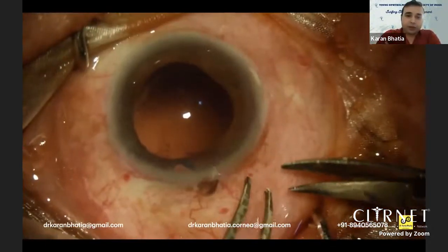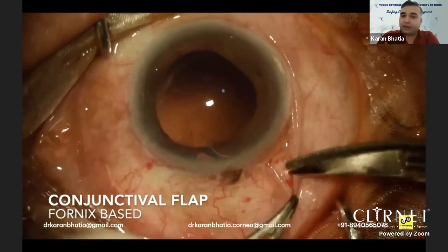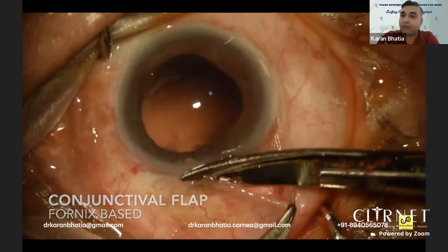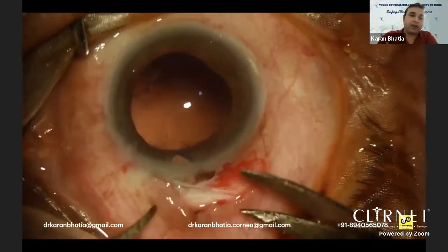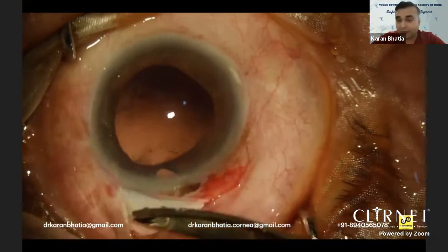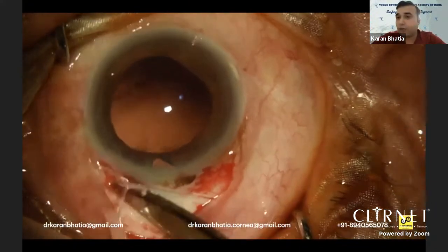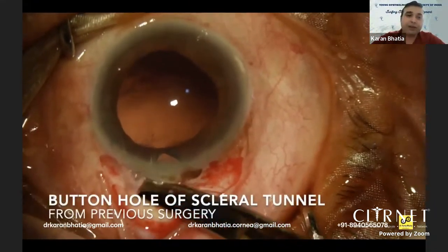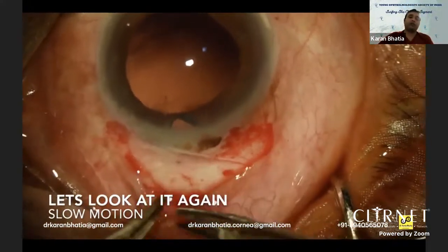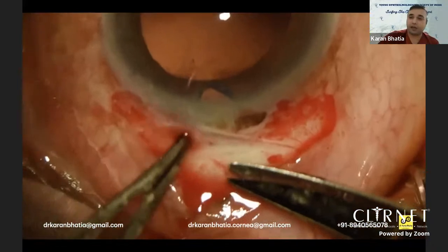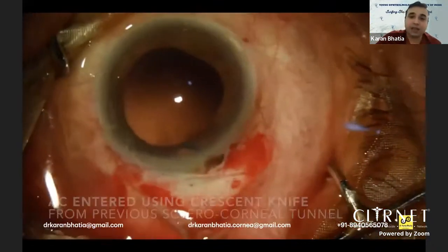So the first step is the creation of a fornix-based conjunctival flap. This technique does require you to make a scleral tunnel. It's always better that whatever the sclera bed, you cauterize it, because any bleeding will go inside into the vitreous. So you can see in this video, there's a buttonhole from the previous surgery that was done by somebody else.